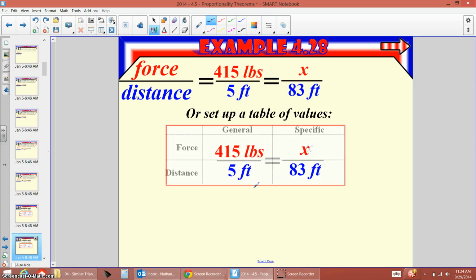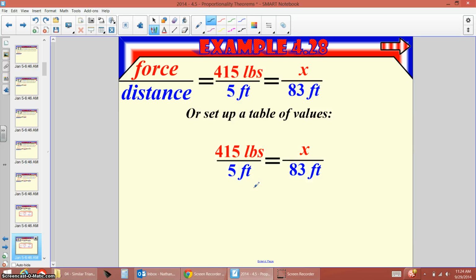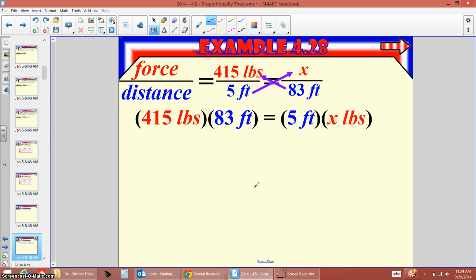If you want to do a table of values, that's fine. I just want you to notice that in that table of values, we've got a fraction that I can cross multiply on, and I can get my answer. Ooh, 415 times 83 divided by... I'd rather not do this multiplication if I can avoid it.